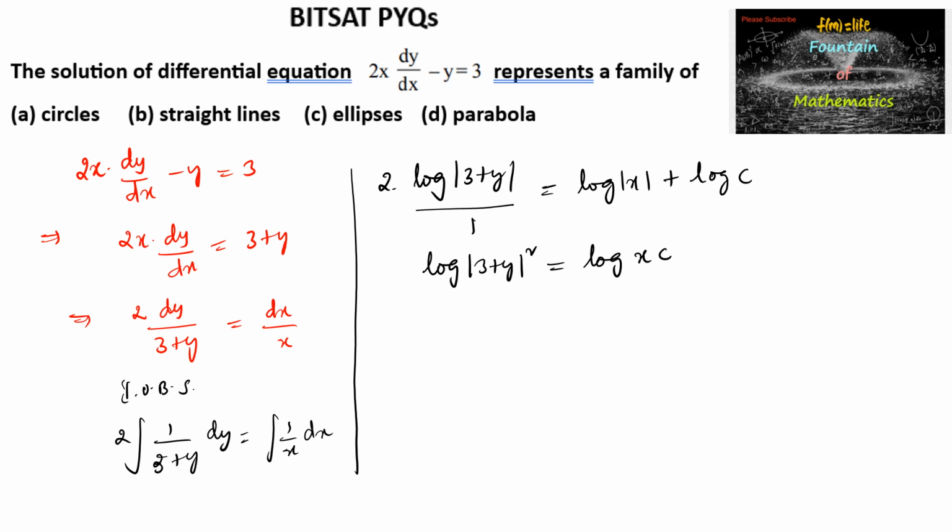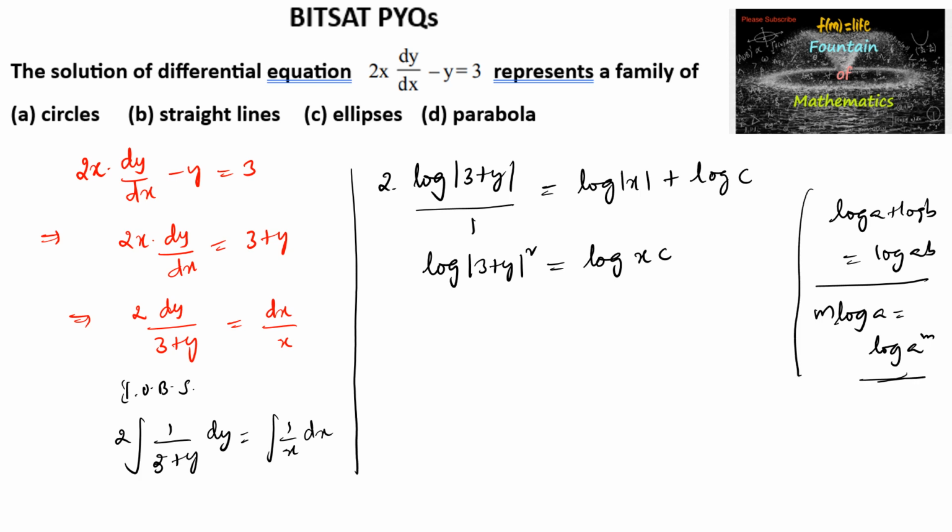Log a plus log b is equal to log ab, this property we are using, and m log a is equal to log a power m. So on both the sides, with the logarithm, let us consider the base is e here. So we must consider (y plus 3) whole square is equal to xc.